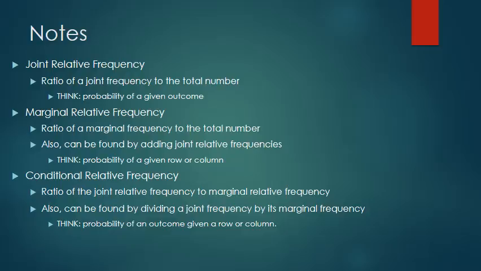And finally, we need to think that this is a probability of an outcome given a row or a column. So, given we know we're picking from the juniors, what's the probability that they're going to attend? All right, pause now if you need to get the rest of these notes down.